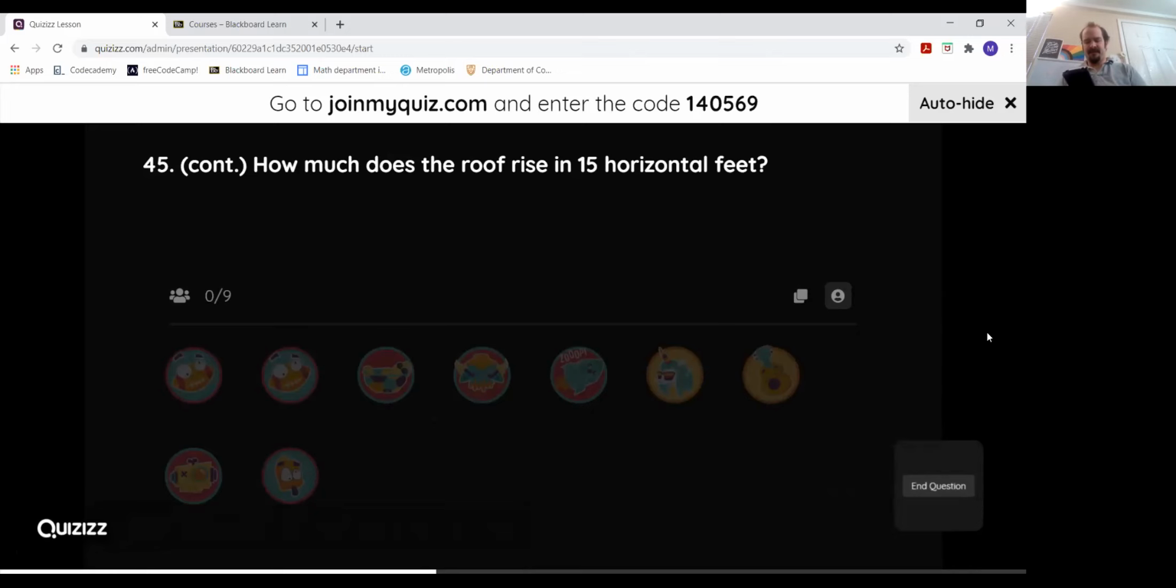So there are a few different ways to figure this out. We just have the slope from this, and they want to know the rise. And this is the run that they're giving us. So this is 15 horizontal, indicating that it would be the run that they're talking about.